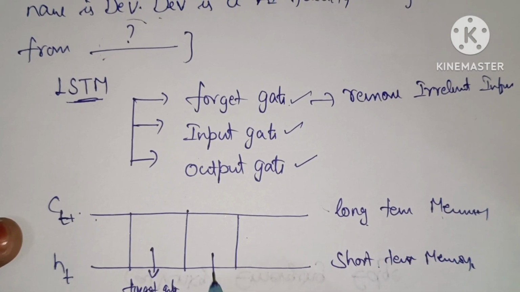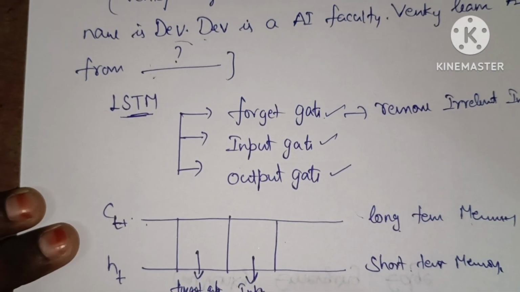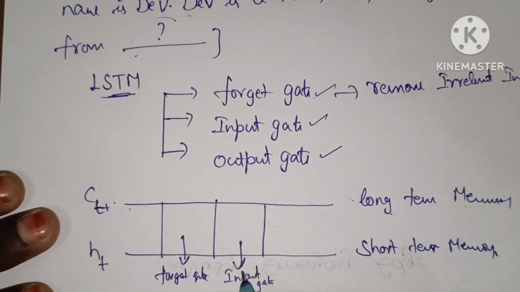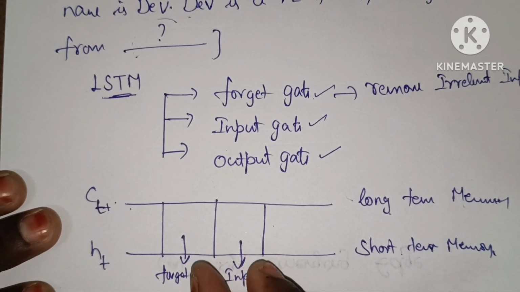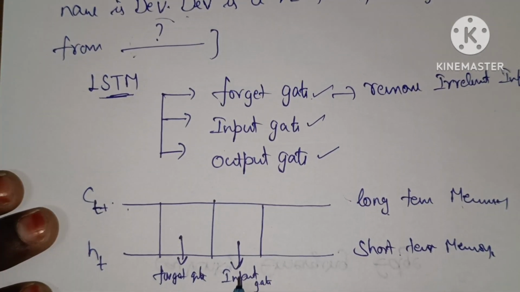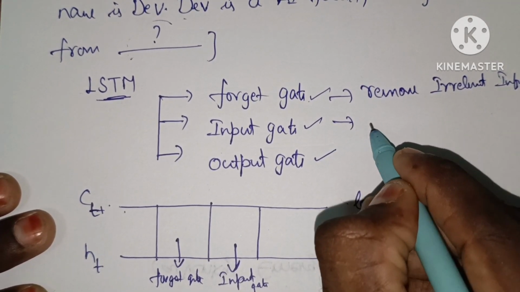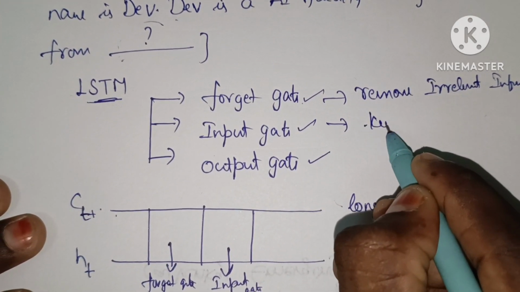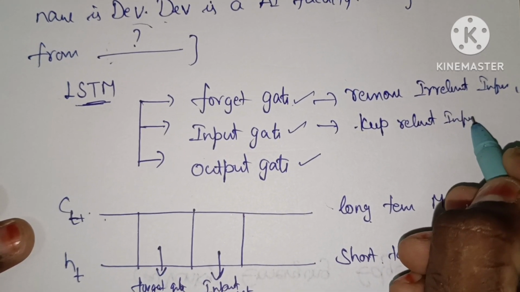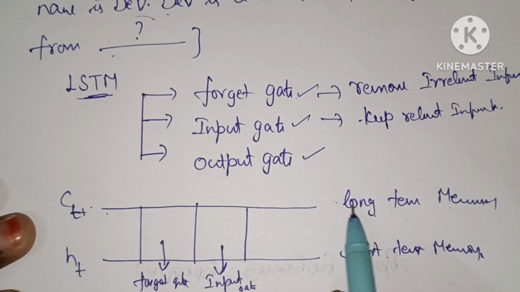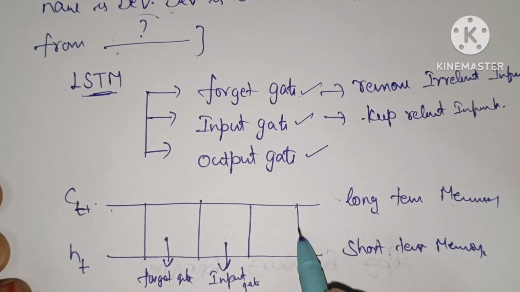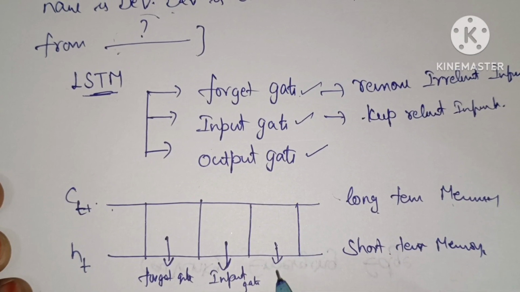Clear. Next one is the input gate. This is slightly the opposite. It helps to identify which data is relevant information to solve the problem. So it can keep the relevant information from the long-term memory data. Is it clear? Next, one more final gate is called the output gate.